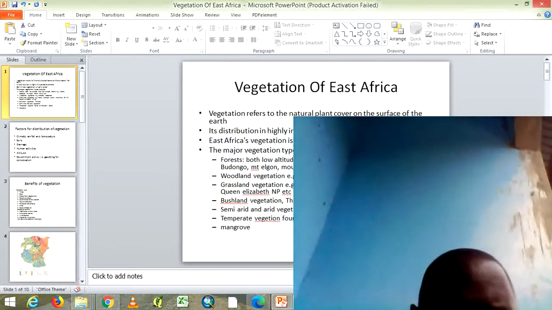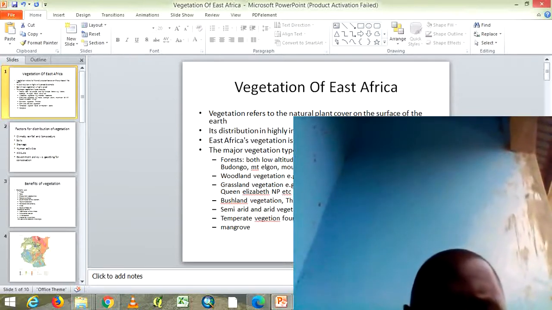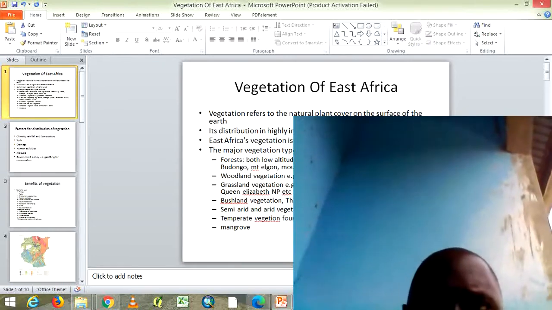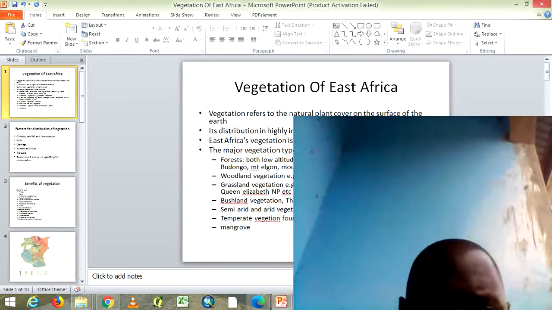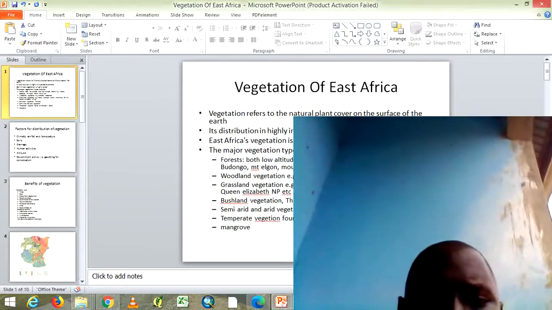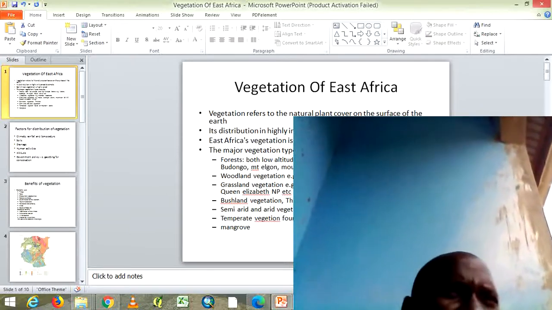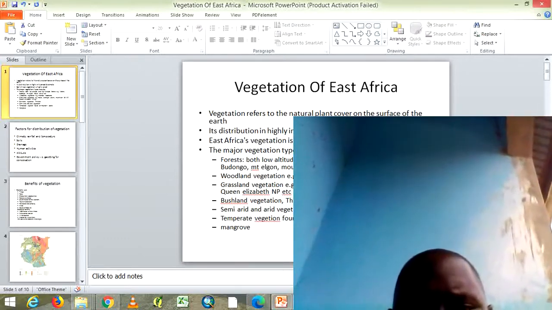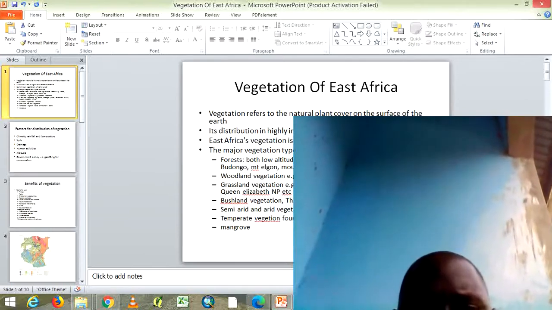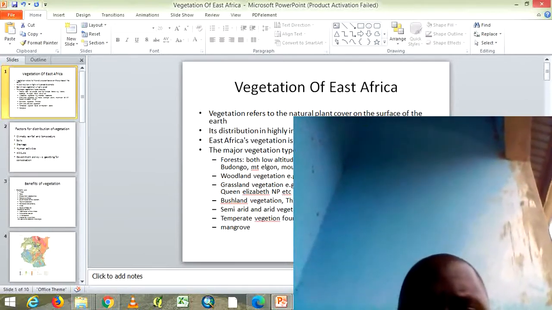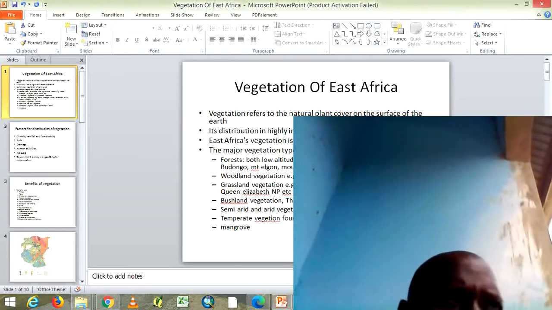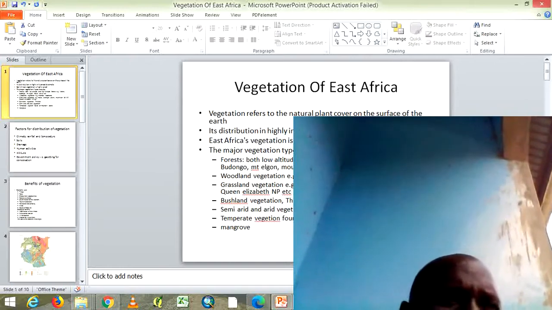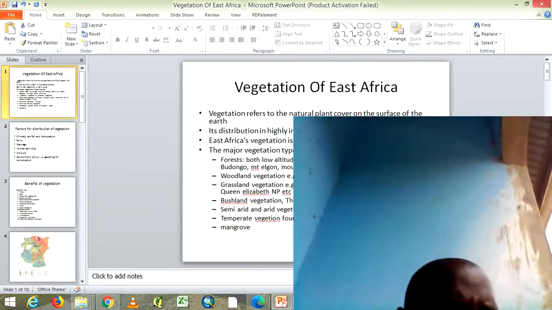East Africa's vegetation, we have already said, is highly varied, and the major vegetation types include the forests. When we talk about forests here, we are referring to the low altitude, or what we call lowland forests. These are the ones which are found growing at altitudes lower than 1,500 meters above sea level. And also the high altitude forests, those which grow at higher altitudes, mountain peaks, which we find at altitudes above 1,500 to 2,000 meters above sea level.